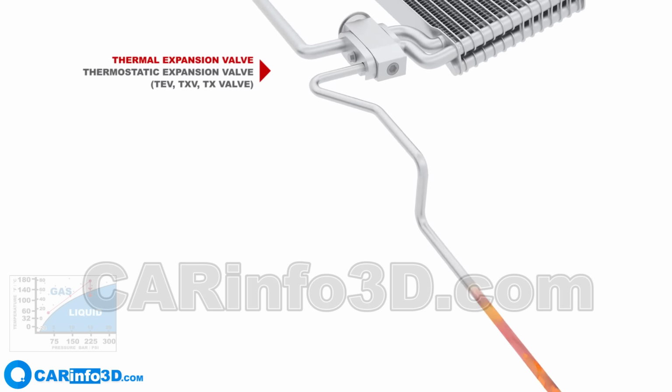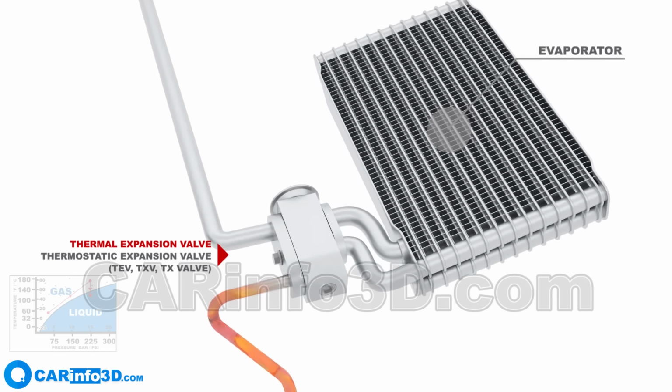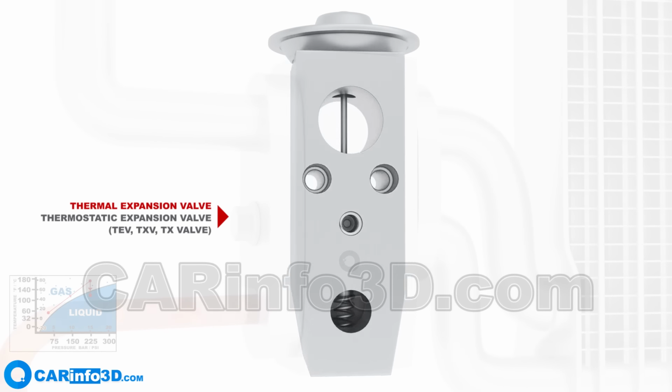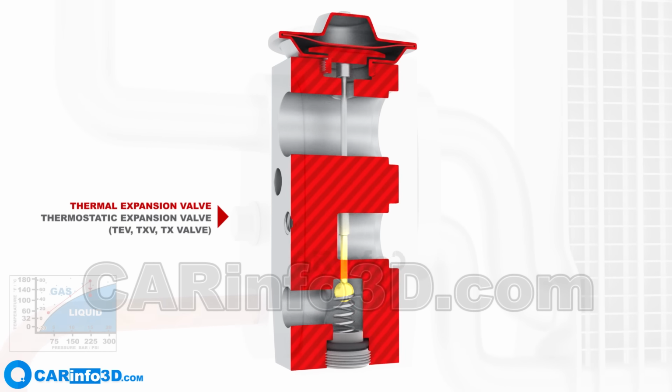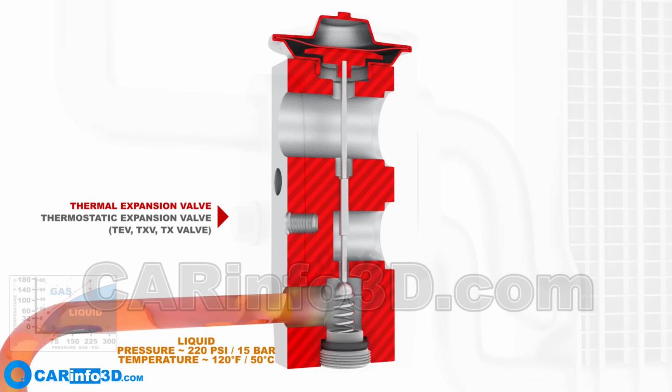The refrigerant then enters another device known as the expansion valve. It is located in the passenger compartment or on the partition between the passenger and engine compartments, adjacent to the evaporator. Let's take a closer look. Inside, there is a valve through which the liquid refrigerant is sprayed into the adjacent chamber.